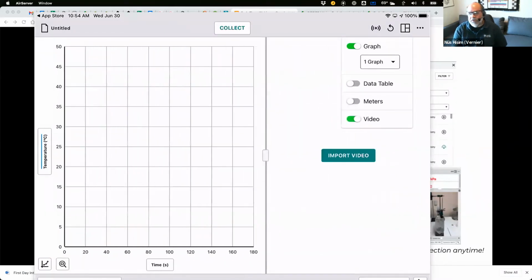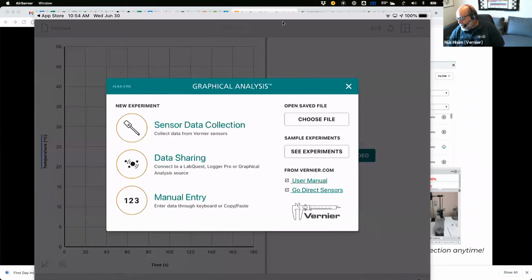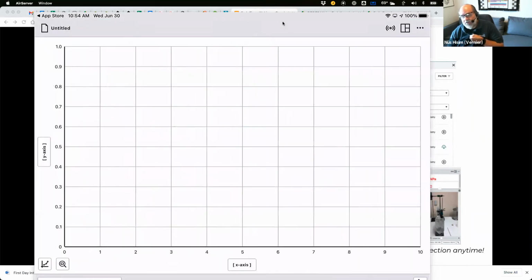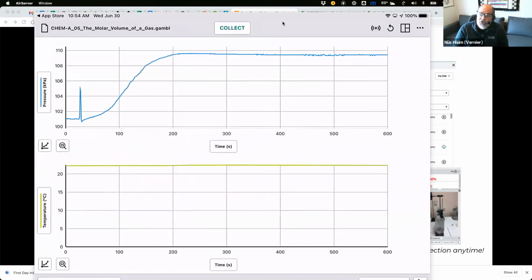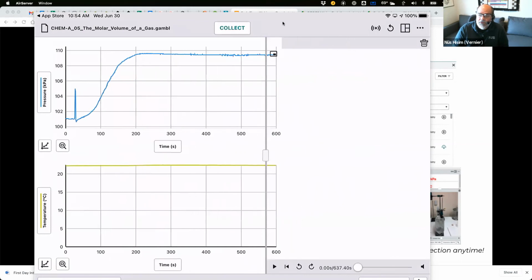So those are two of the biggies. The ability to use shared data through the internet. Also the ability to pull up already done data, maybe you're in AP Chem, doing the molar volume of a gas. You can pull up the shared data and video that we created and include with Graphical Analysis, or do your own.